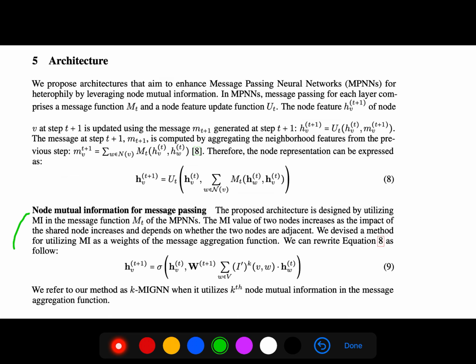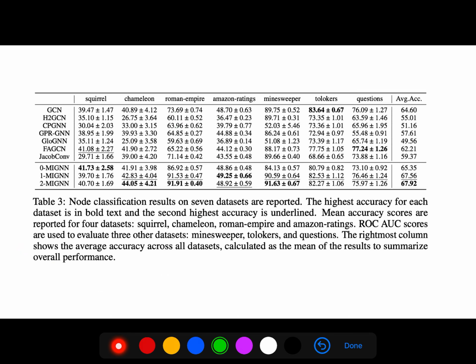So they define this node mutual information message passing. It's just a weighted version of what you know. Of course, they still have the weights for learning, but it is weighted with mutual information as well. And they did experiments on Squirrel and Chameleon, which are very difficult. They compared GCN with their method.